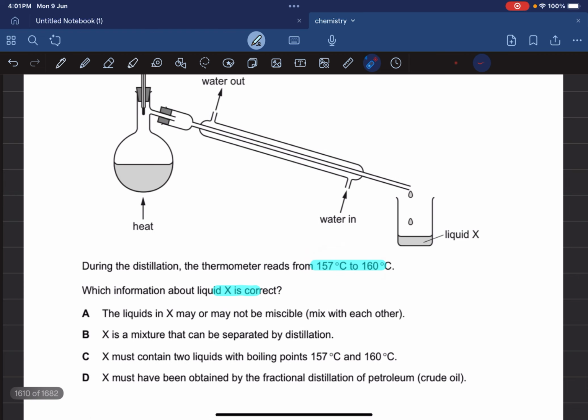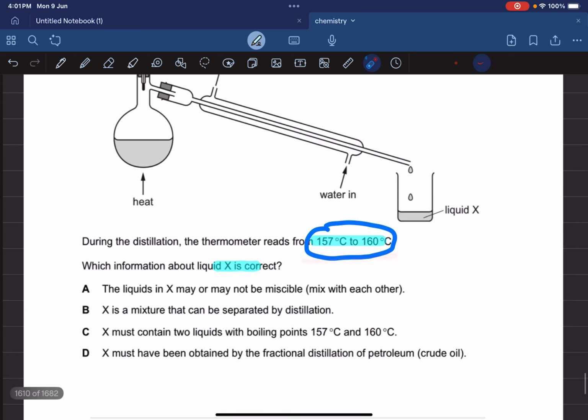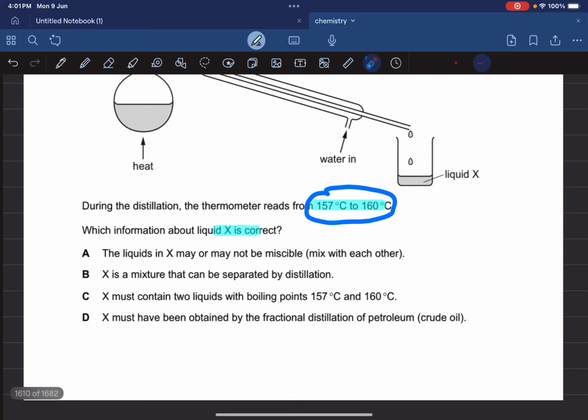We know that when a pure substance distills over, we have one reading, but over here we have a range of readings. So there must be something fishy about this liquid X. That's why we don't have a single fixed reading. Let's figure it out. Option A, the liquids in X may or may not be miscible, mixed with each other.